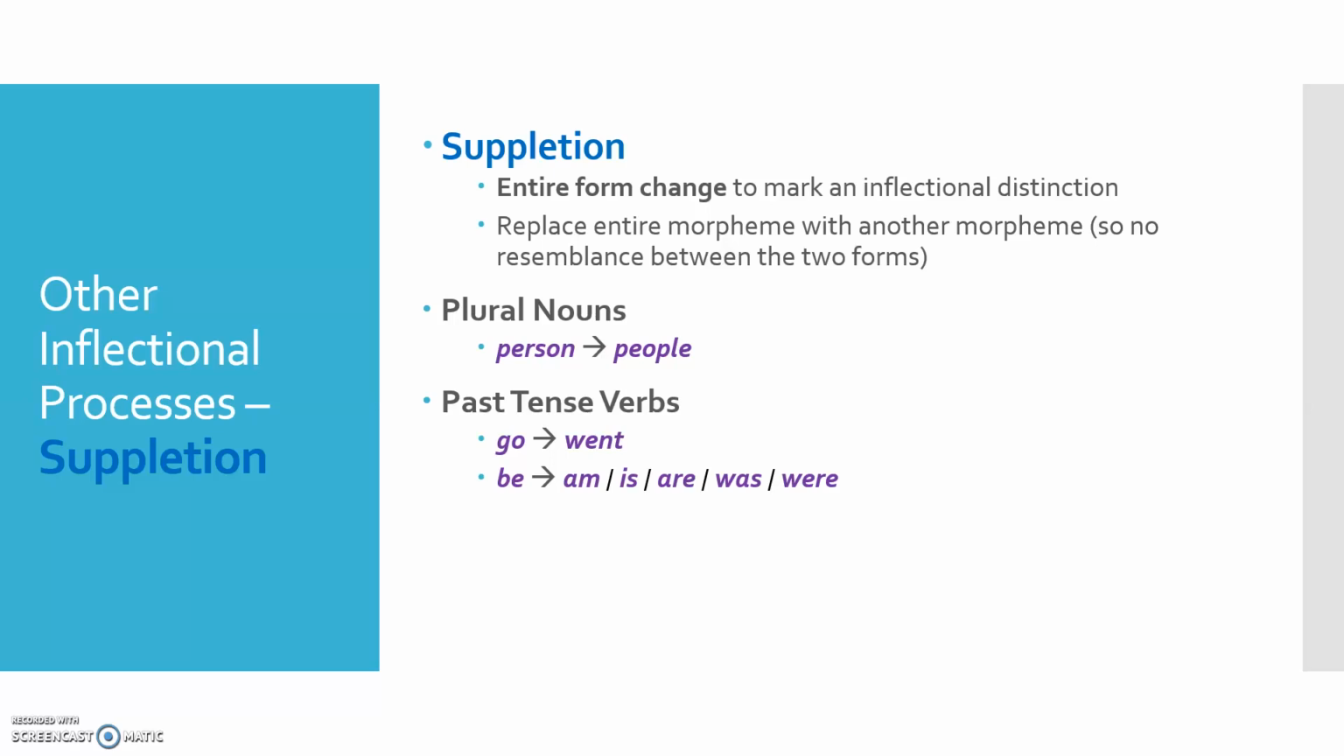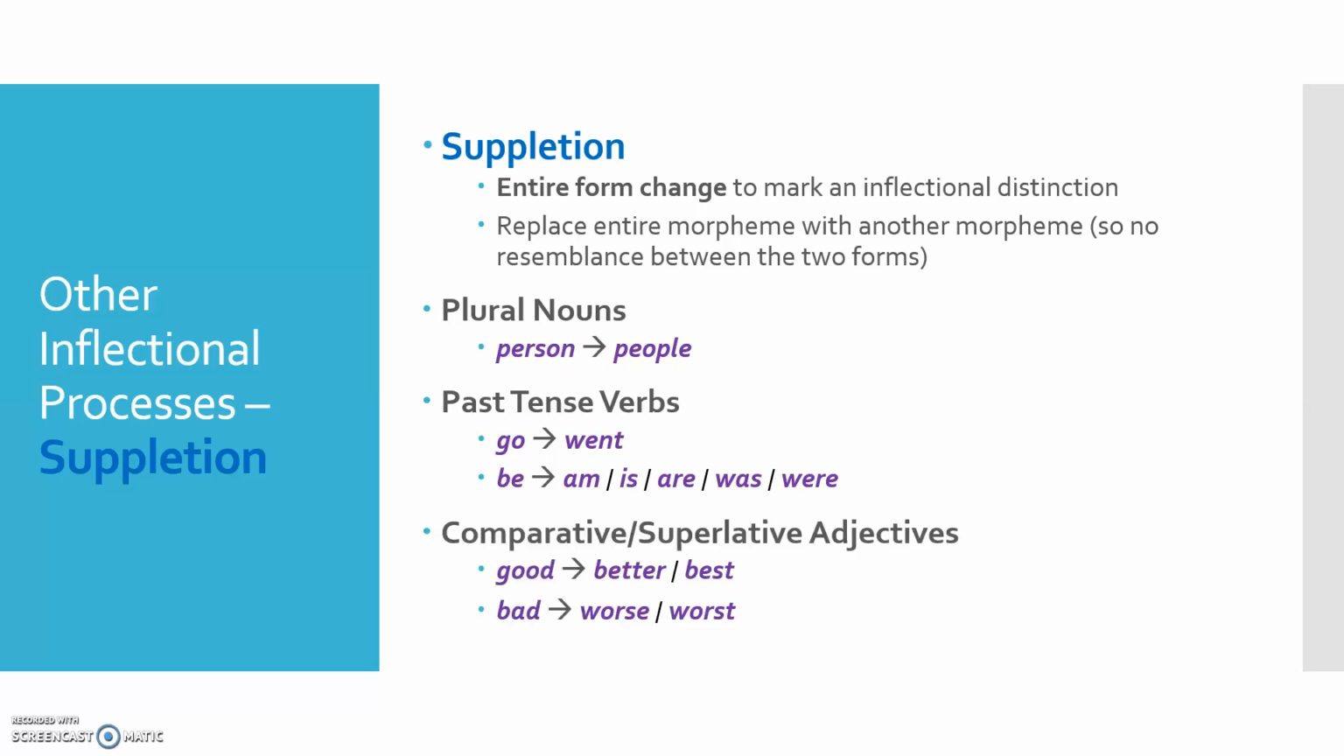So if it's non-past, we would use am, is, are, depending on who the subject is. I am, she is, you are. And then we would use was or were if we're talking about past tense. She was, we were. Again, it depends on the subject. We also have our adjective case of suppletion with good and bad, where we don't say good, gooder, bad, badder. We say good, better, bad, worse, where those forms do not resemble each other at all.